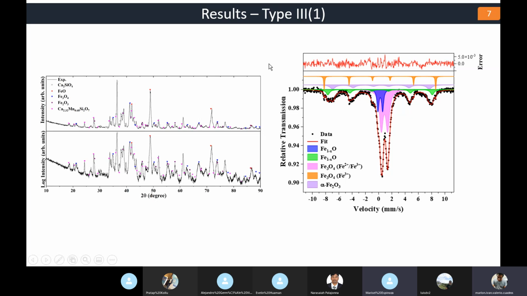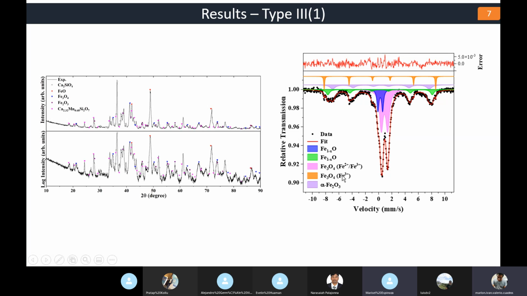When we talk about sample type 3.1, we have the X-ray diffraction pattern in log intensity and normal intensity here. We observed all these crystallographic phases. When we measure this sample at room temperature using Mössbauer spectroscopy, we observe wüstite as one of the principal phases, revealed by these two doublets.